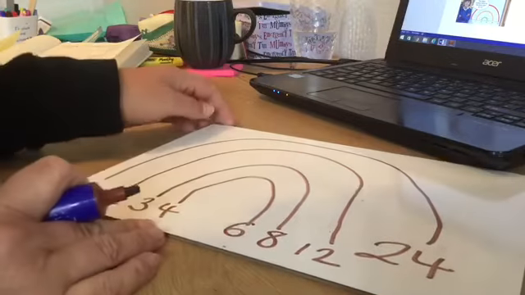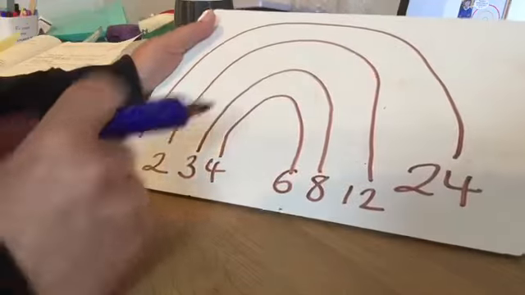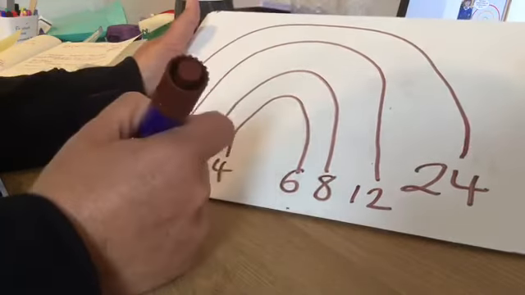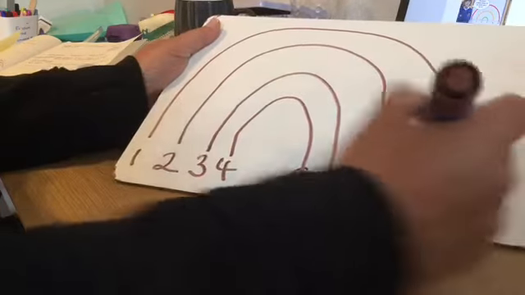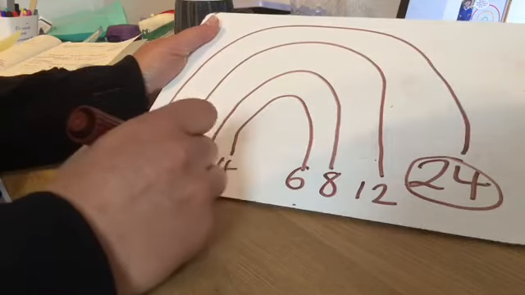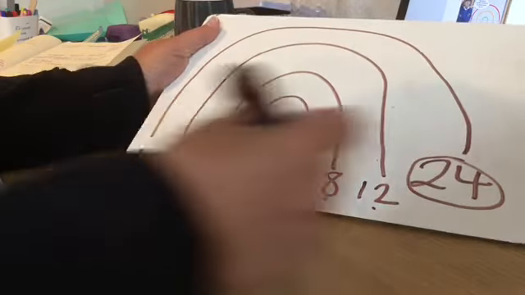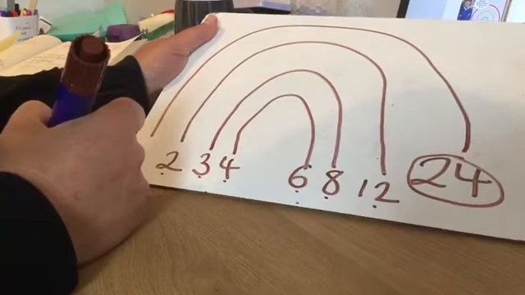Now we know that 5 doesn't go into 24 because 24 ends in a 4, and for it to be a multiple of 5, okay, it would end in a 5 or a 0. So therefore, the factors of 24 are 1, 2, 3, 4, 6, 8, 12 and 24. Because 24 can be divided by all of those numbers evenly without any remainders.